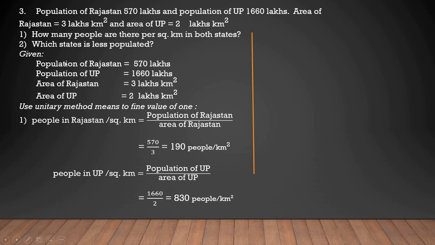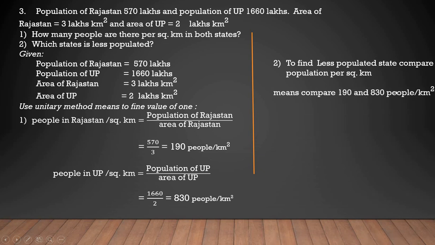Our second question is, which state is less populated? You can compare these 190 and 830 people per square kilometer. Units are the same, that's why you can compare these two values. So I'm getting the lesser value as 190, that is of Rajasthan state. So the less populated state is Rajasthan.